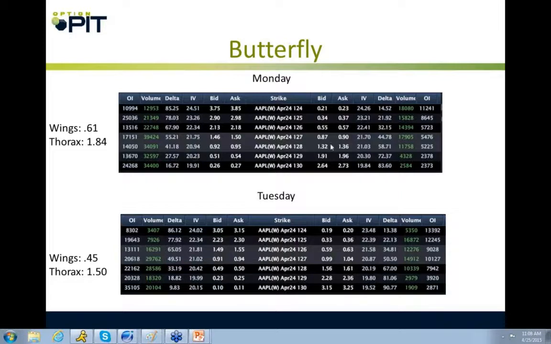So if you did a broken wing butterfly, a split strike butterfly, basically selling the 125, 127 put spread, selling the 128, 130 call spread, you would have paid 61 cents for the wings and collected $1.84 on the thorax. That's $1.23 in credit. So what's the margin on a 2-point vertical where I collect $1.23? What's the margin I put up on a one lot?